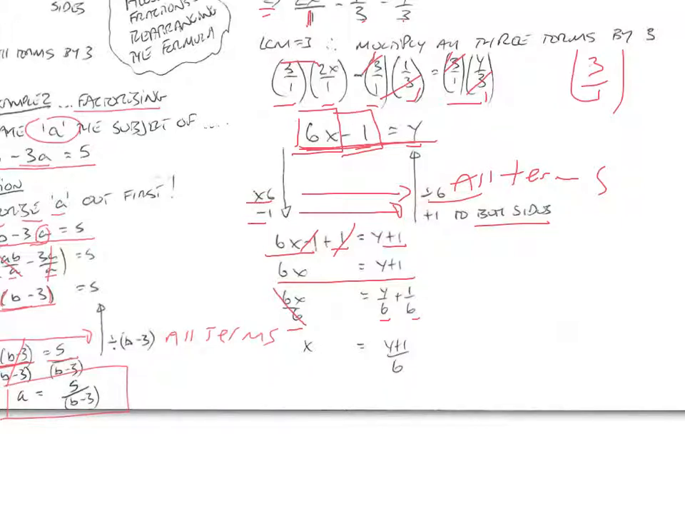And as we've seen in the earlier example, these two fractions can be reduced to the single fraction, that is, x is equal to y plus 1 all over 6.